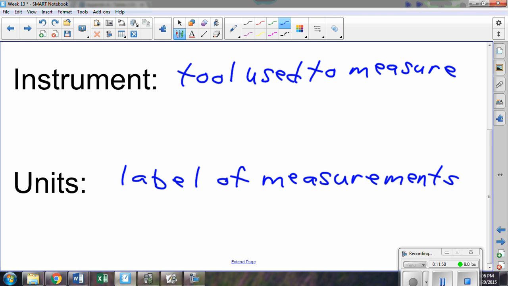Well, if I were to look at you and say my height is 180, obviously I'm not 180 feet tall. I'm not 180 inches tall. My height is 180 centimeters.